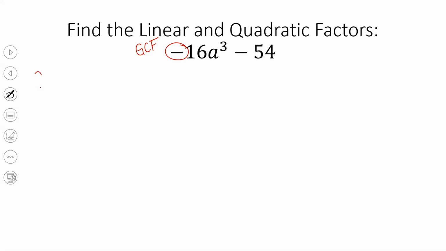So what is my GCF in this problem? A negative what? -2. Okay, y'all don't think big. Start small first and work your way up. So I'm going to take out a -2. What is -16a cubed divided by -2? What's going to be left? 8a cubed. What is -54 divided by -2?